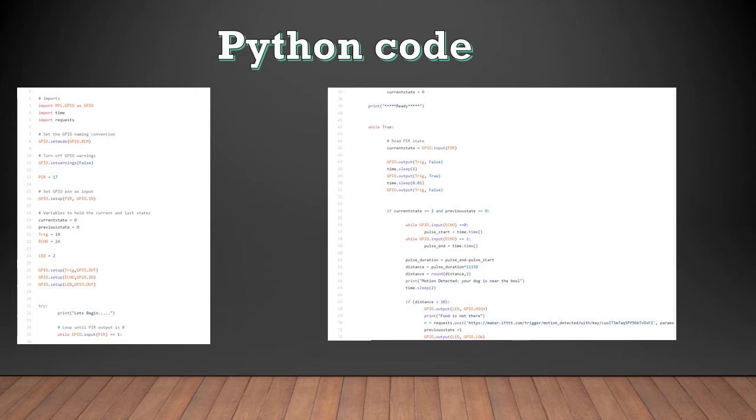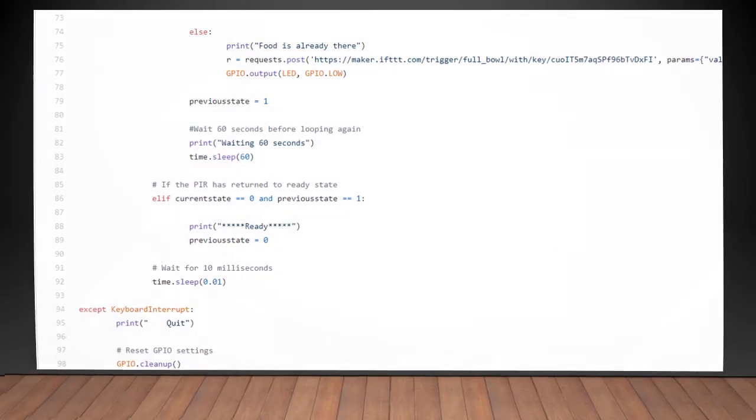And if distance is greater than 10, then GPIO output of LED will be high and it will print "food is not there", and then r is equal to requests.post, which is basically an IFTTT trigger, and then it will set previous state equal to 1 and GPIO.output will turn LED to low. Else, if the distance is less than 10 or whatever, then it will say "food is already there" and it will again trigger IFTTT but with a different text this time, and the GPIO LED will be low.